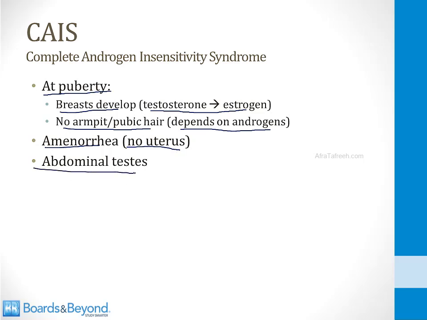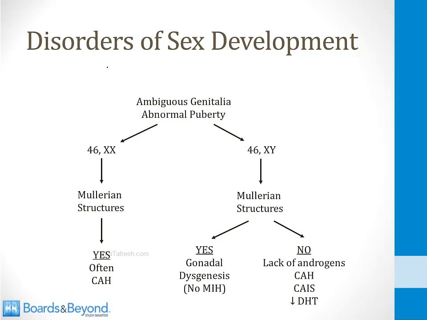Another way this disorder is sometimes diagnosed is in a child who appears to be a girl who develops an inguinal mass, and when that mass is biopsied, it's determined that the mass is testes, and those are undescended because the child has the androgen insensitivity syndrome. This slide shows an algorithm so you can better understand disorders of sexual development.